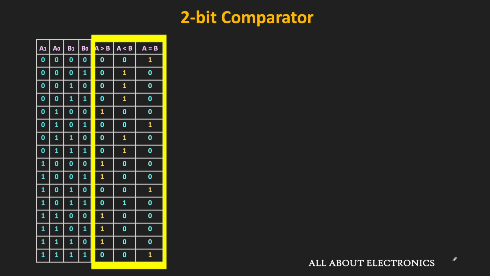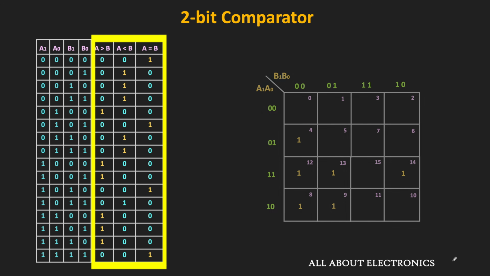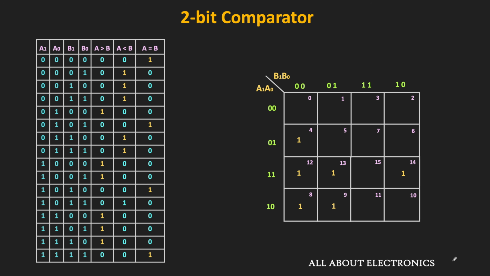So for all the 3 outputs, with the help of the K-map, we can find the minimized Boolean expression. And with the help of it, we can find the logic circuit for each different output. In fact, in the recent quiz number 394, we have already covered a similar type of question. So in this way, we can also find the logical circuit for the 2-bit comparator.